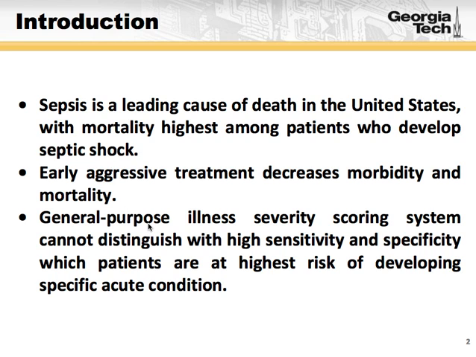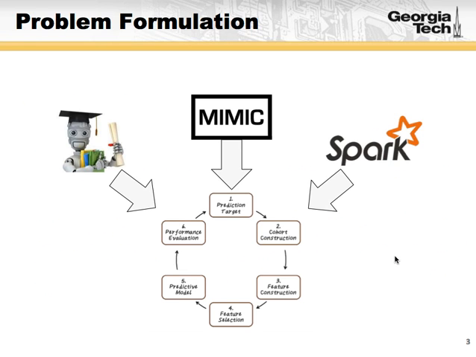However, general purpose illness severity scoring systems cannot distinguish with high sensitivity and specificity which patients are at highest risk of developing a specific condition. So in this project, we will use supervised learning and the MIMIC-III database to train a predictor model that identifies patients at highest risk of developing septic shock in the future. More specifically, we will try to reproduce and improve the model from Harris using a big data tool, that is Spark. And we will closely follow the key steps in building a predictor model, that is, the steps listed here.